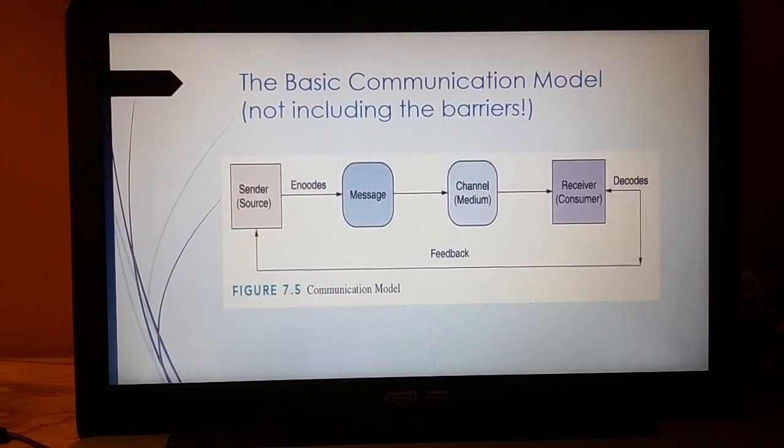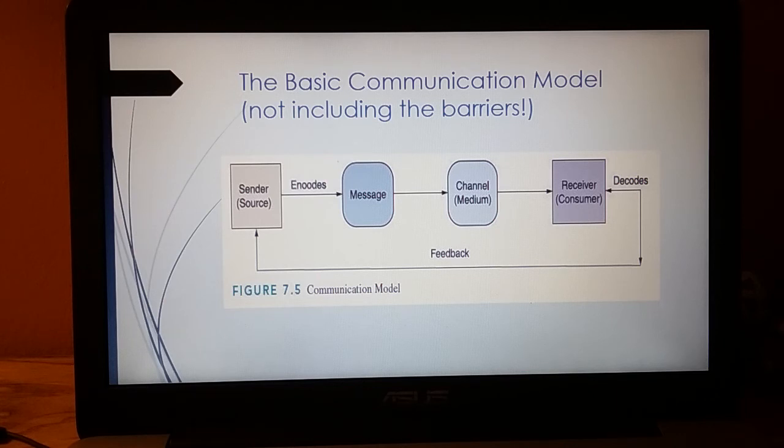So here we go. This is a little bit of a review from the basic communications model. We're not talking about any barriers here, but just basic communication models. There's the sender that sends a message, that encodes a message through a certain channel or medium. It could be written, it could be audiovisual, it could be just audio, it could be just visual. And then the receiver or the consumer receives that message, decodes it, and then provides feedback.